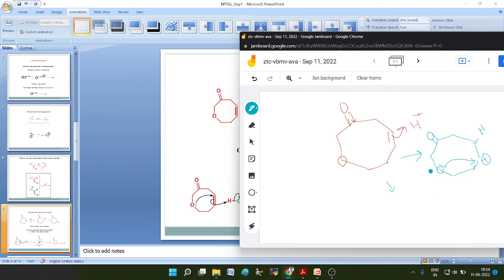So what is the situation? 1, 2, 3, 4, 5, 6. So there will be one 6-member ring, and this oxygen and these 3 carbon atoms will form a 4-member ring. Did you get it?